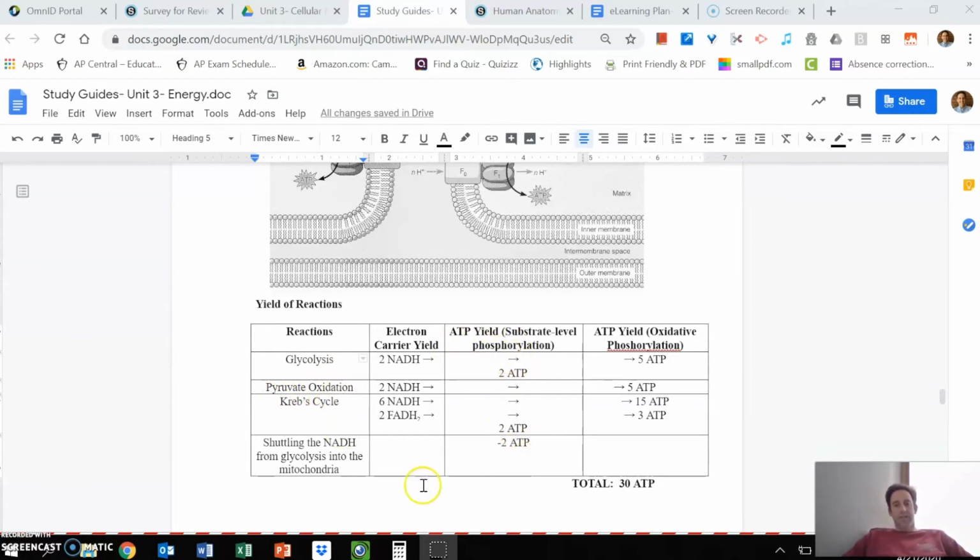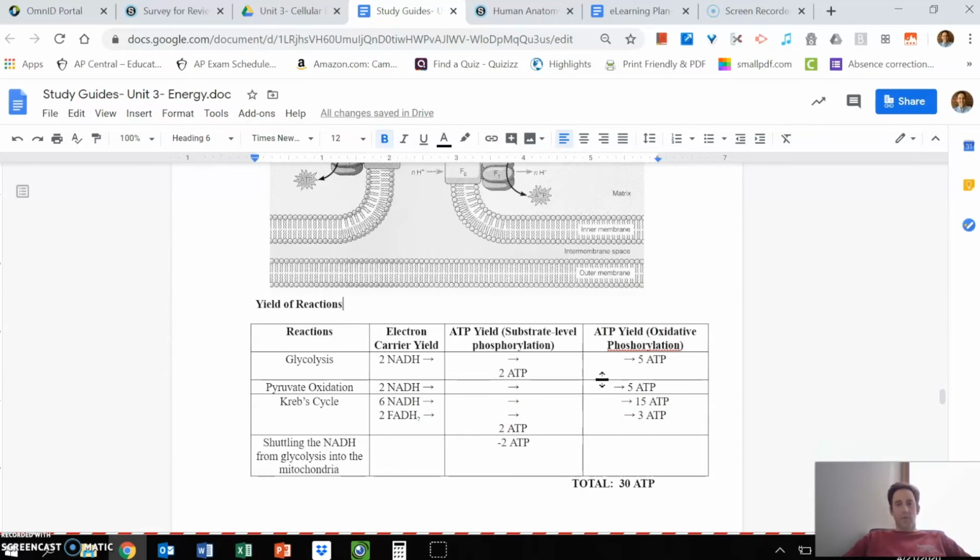Note that it takes 2 ATP to shuttle NADH from glycolysis into the mitochondria. And then the ATP yield from oxidative phosphorylation, where each NADH gives you about 2.5 ATP. And so these two NADH ultimately give you 5 ATP, and so on. So you don't need to memorize these numbers, but certainly understand that you get a lot of these NADH, FADH2s in the Krebs cycle, and that the big payoff in terms of ATP is in oxidative phosphorylation during the electron transport chain.